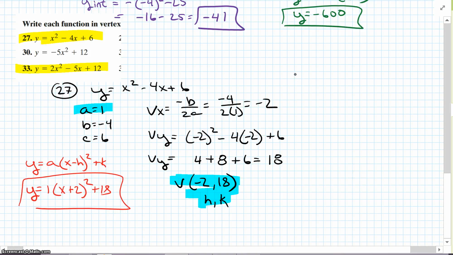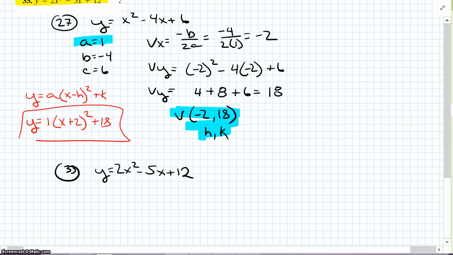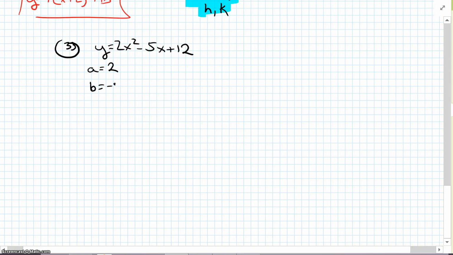Now on to number 33. Y equals 2x squared minus 5x plus 12. Again, the question asks us to write it in vertex form. My a value is 2. My b value is negative 5. My c value is 12.